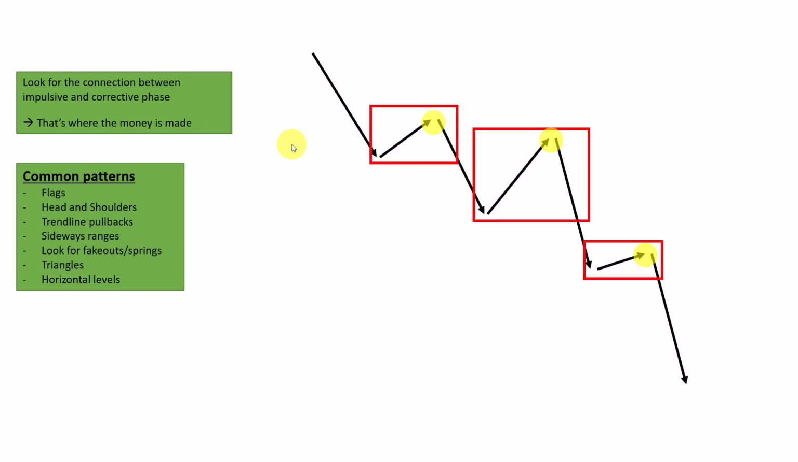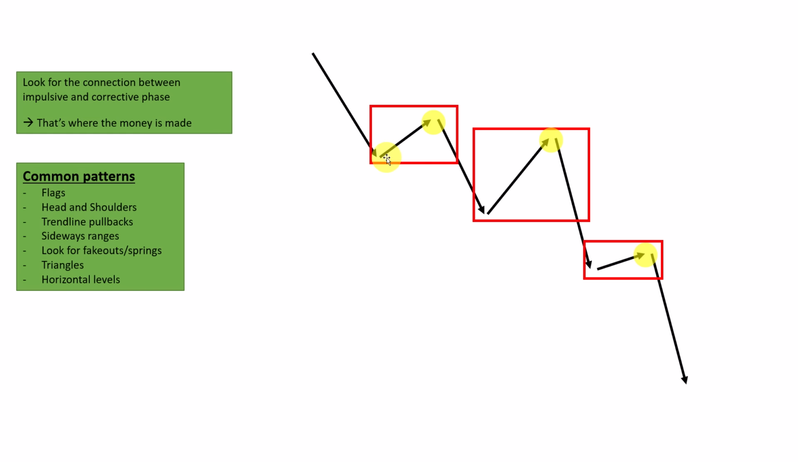And this is really important because what we want to do as traders, we look for the connections between impulsive and corrective phases. We want to trade when the market is moving, and we want to trade when the market is moving a lot. So typically what you do is you want to trade impulsive waves. You want to trade into the trend direction because that's when the market is moving the most.